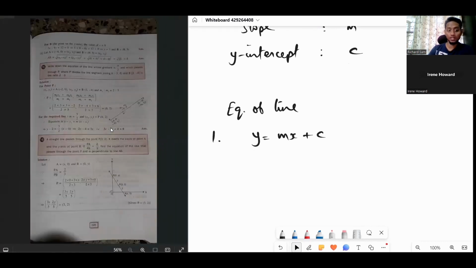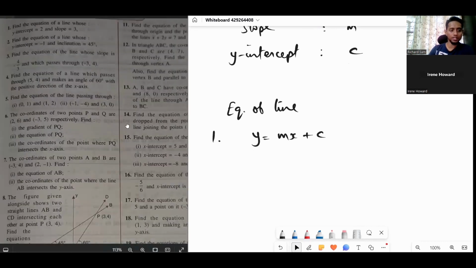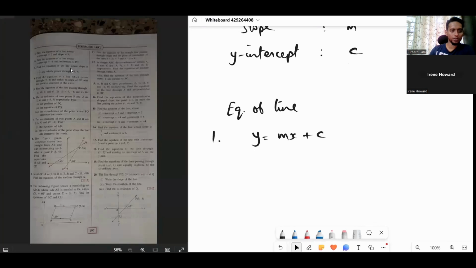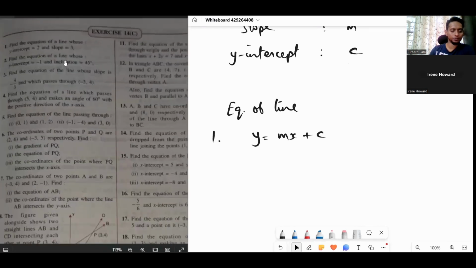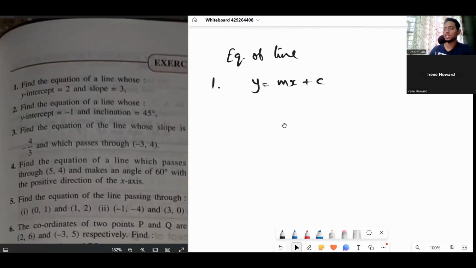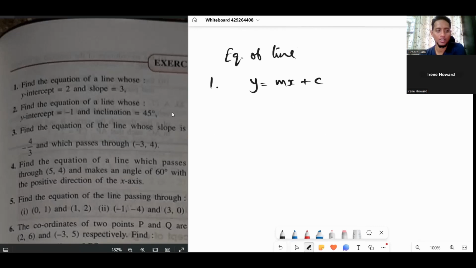Okay, so there are three ways. This is the first way. So let us look at the question. See the first question. Find the equation of a line whose y-intercept is 2 and slope is 3. So, what is given here? Y-intercept. That is which alphabet? C. C is equal to 2 and slope is 3. M is equal to 3.